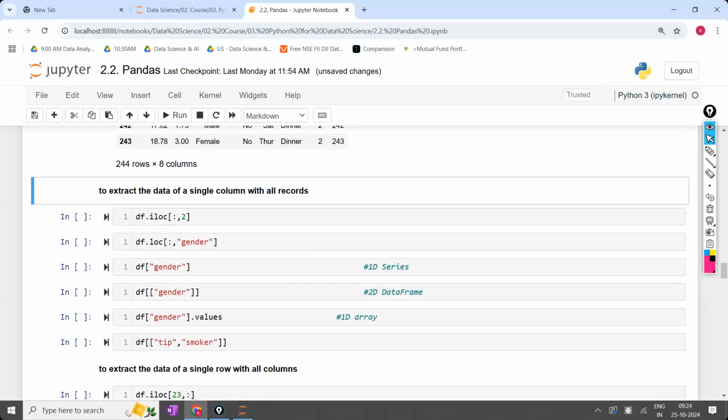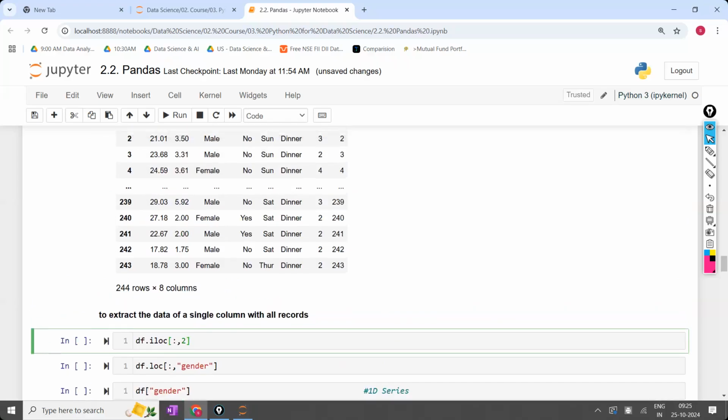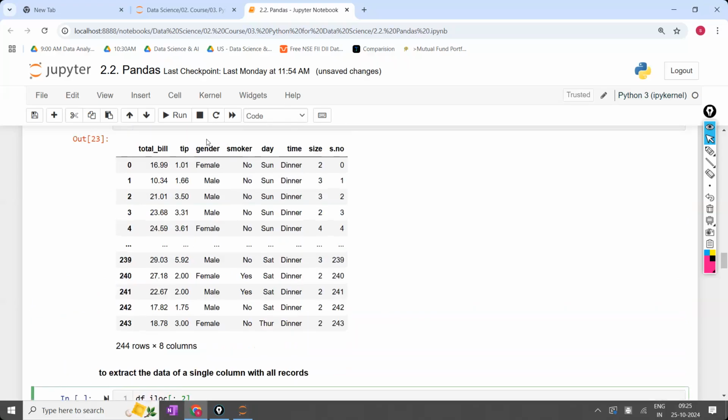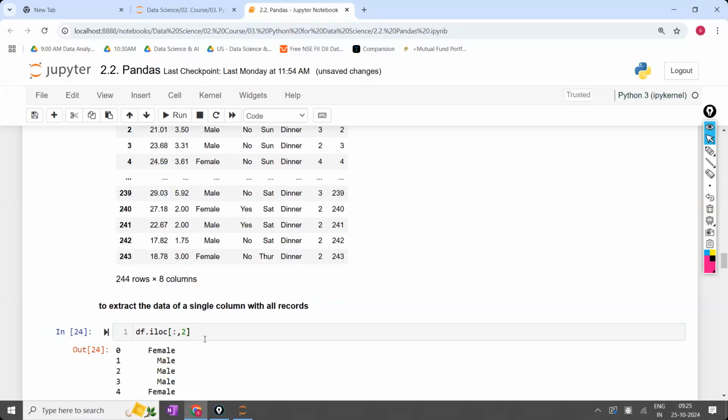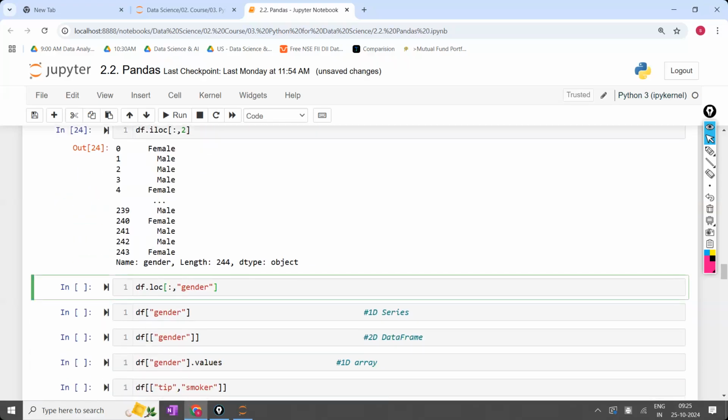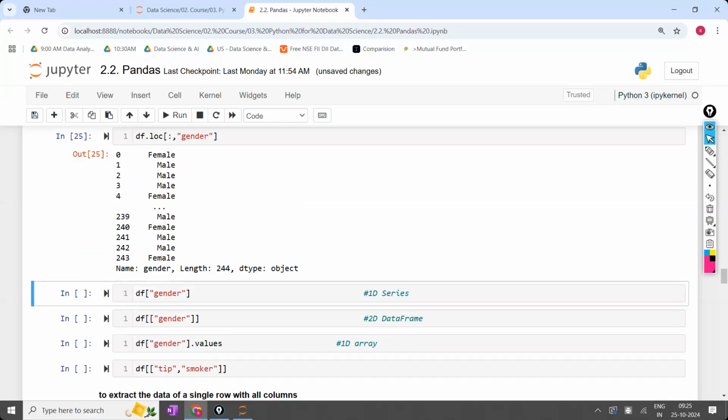Next, how to extract a single column. How to extract the data of a single column with all the records? For example, I want the gender column. For the gender column, what is the index number? 2. So I'm going to write df.iloc[:, 2], which means the gender column will be selected. Similarly, even if you write using loc, the gender column will be selected, or directly using df of gender. Instead of using iloc or loc, we are directly using this.